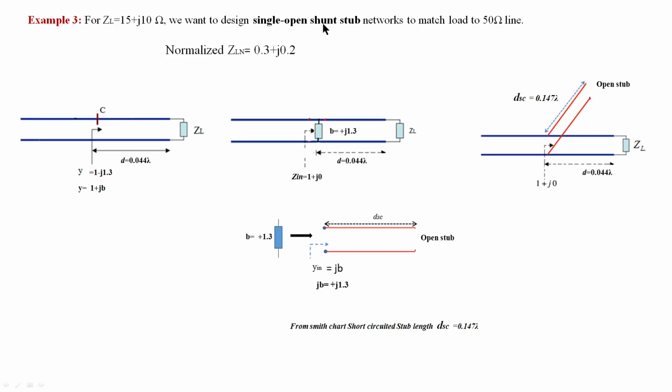Shunt stub means you should note, first you mark the load. See, this is the load. Then you move like this, and wherever the admittance is like this, you should stop.